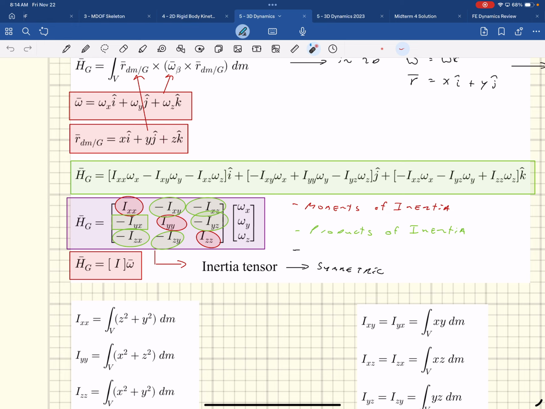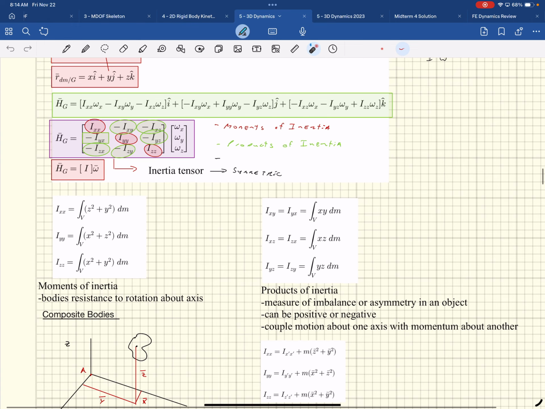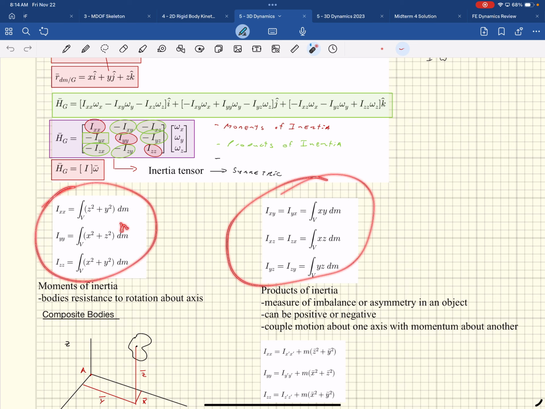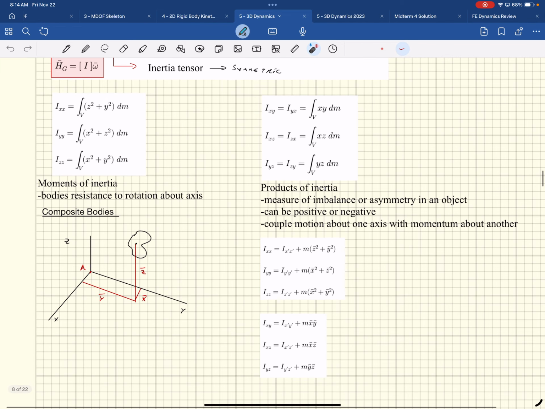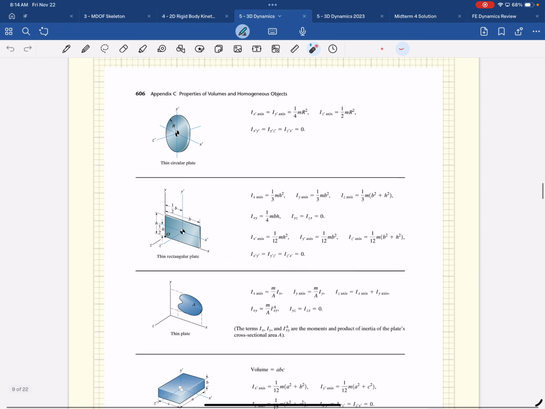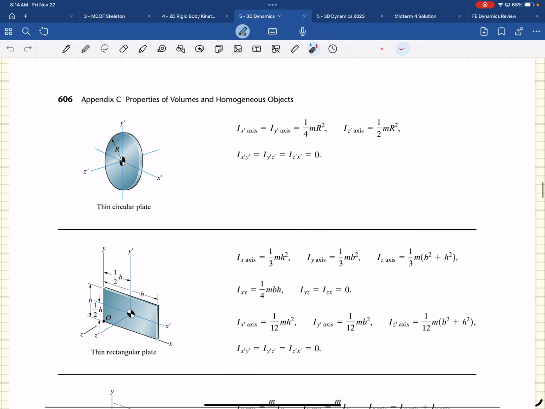The type of symmetry. So just real quick, this is how you calculate them. That's the moments of inertia, and here's your products of inertia. This is how they get calculated. Good news is we don't actually have to carry out those integrals. There they are, provided in the textbook, the moments of inertia and products of inertia.